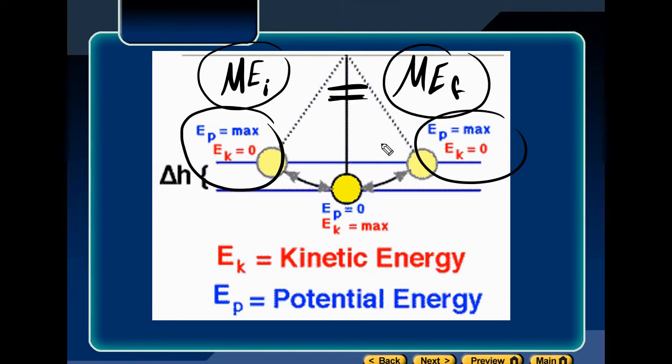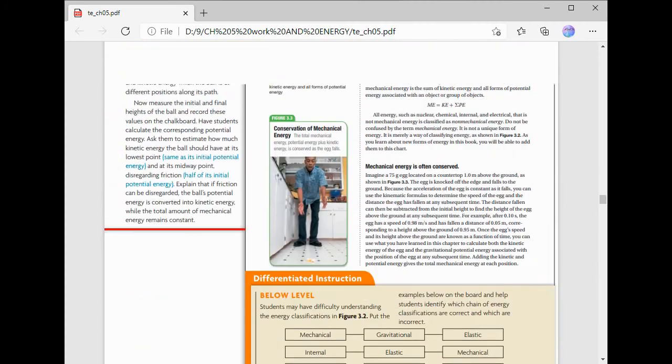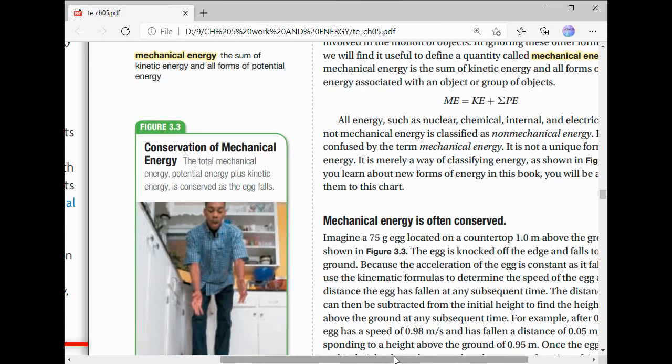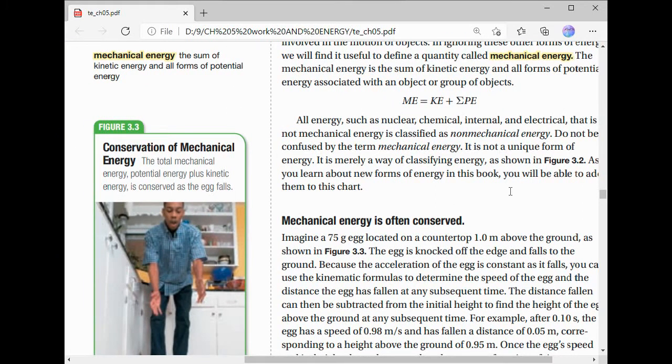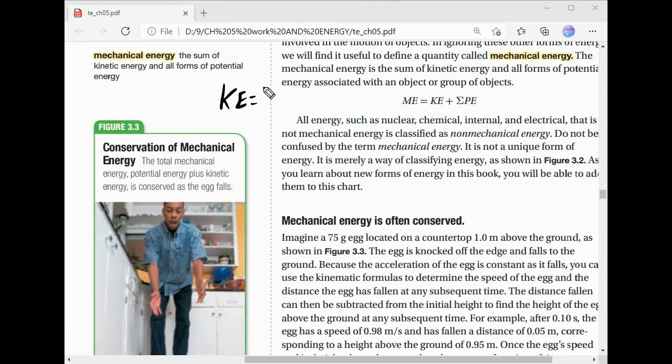Okay, now let's make a simple experiment. In your book, you have a simple experiment or a simple example about that. Look over here in your book. Suppose that we have an egg and this egg will drop down. Of course, guys, you know that the kinetic energy, KE equals half mv squared, and potential energy equals mgh. That is the formula of the kinetic energy and gravitational potential energy. Okay, those are the two formulas we will use today. What is that?